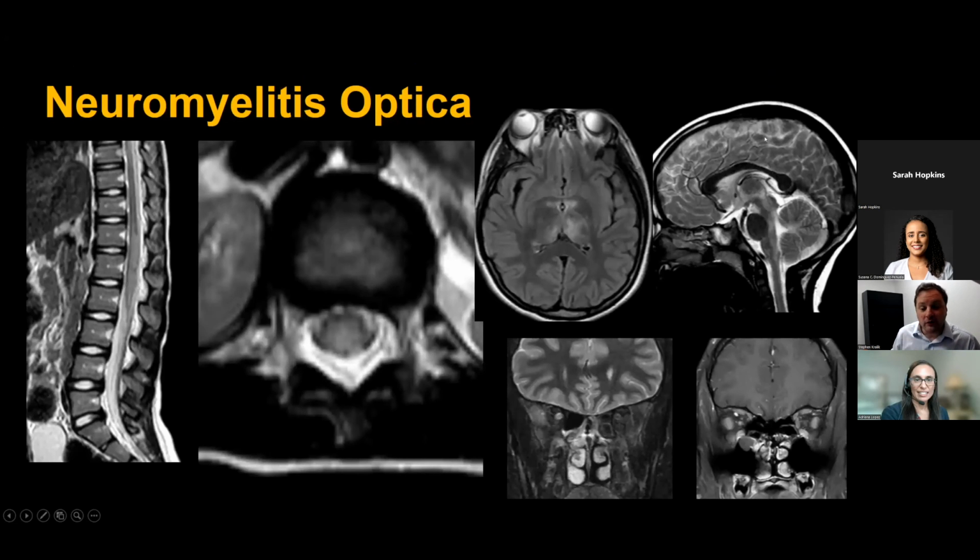What we might also see in neuromyelitis optica would be medial thalamic involvement or hypothalamic involvement. The one imaging overlap with AFM is that it does like to involve the dorsal pons and medulla here, but it's not really typical to show the optic neuritis, which you might see with neuromyelitis optica.